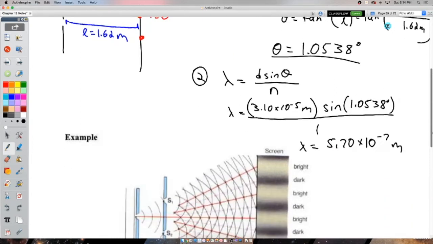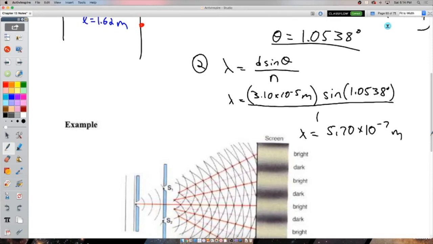Okay, bonus question. What kind of EMR is this? Whenever I see times 10 to the negative 7, I'm right away thinking probably visible. Good chance it's visible. So 5.70 times 10 to the negative 7, another way of thinking of that is 570 nanometers, which sure enough is smack dab in the middle of the visible spectrum, which is 350 to 700. It's definitely visible. That would be yellow light. So yellow light is what was used.